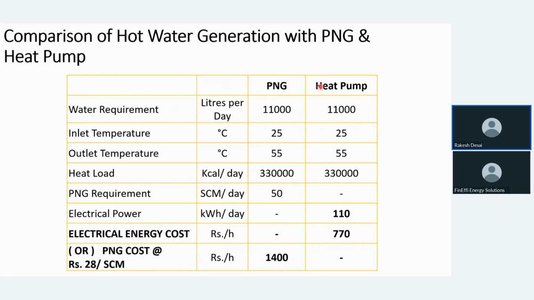By installing the heat pump, electrical power consumption was only 110 kWh per day. So at 7 rupees per unit charges, this cost came to be around 770 rupees per hour. So 1400 straightaway dropped down to 770, that is around 50% drop in the cost of the system operation. This is a simple and very useful way of utilizing the heat pump in the industrial kitchen.